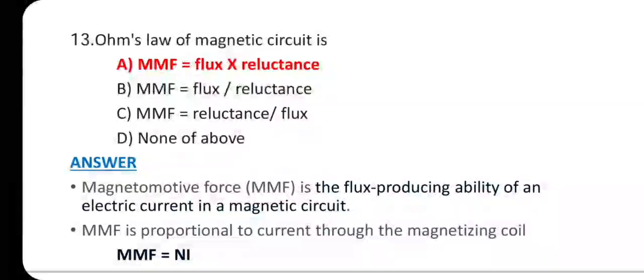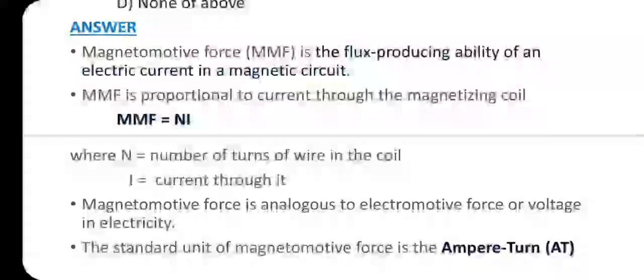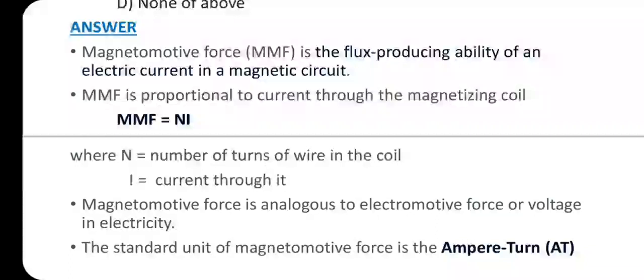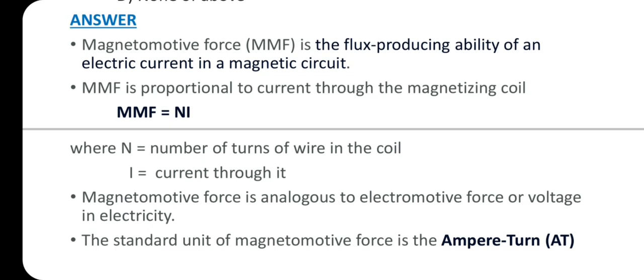Ohm's law of magnetic flux is, answer is option A, MMF equal to flux into reluctance. Magnetomotive force MMF is the flux producing ability of an electric current in a magnetic field. MMF is proportional to the current flowing through a magnetizing coil. That is MMF equal to Ni, where N is the number of turns of wires in the coil and I is the current through it.